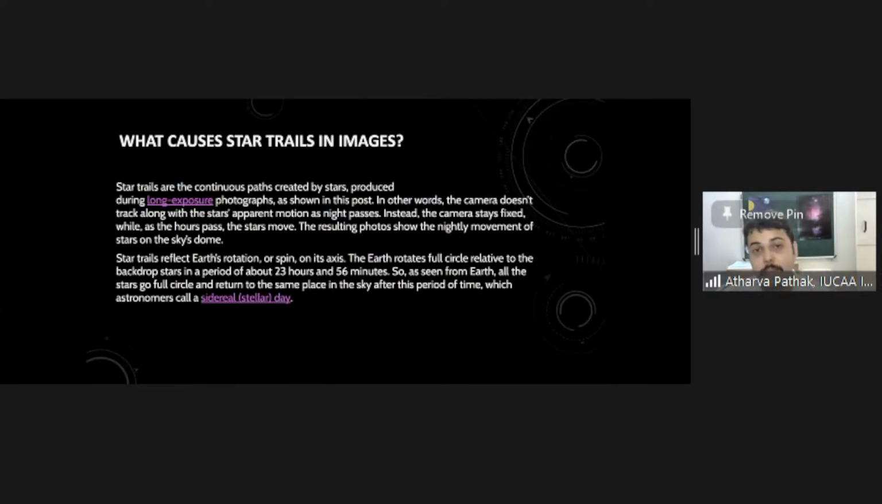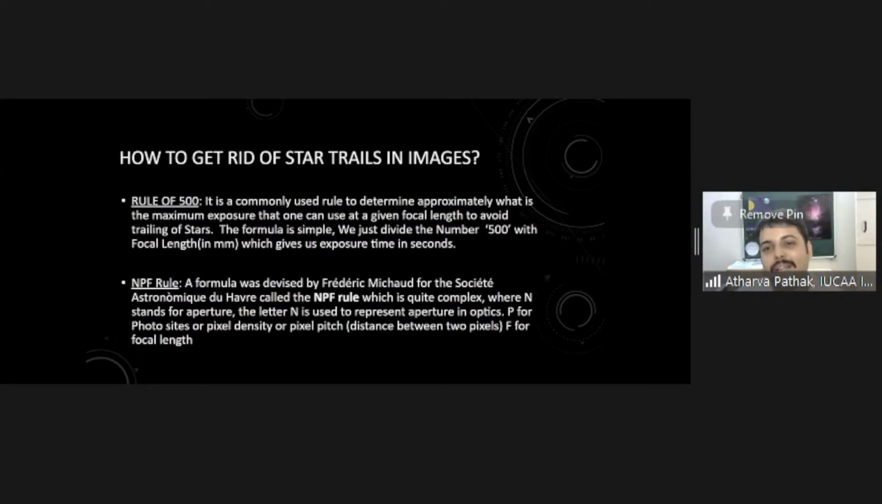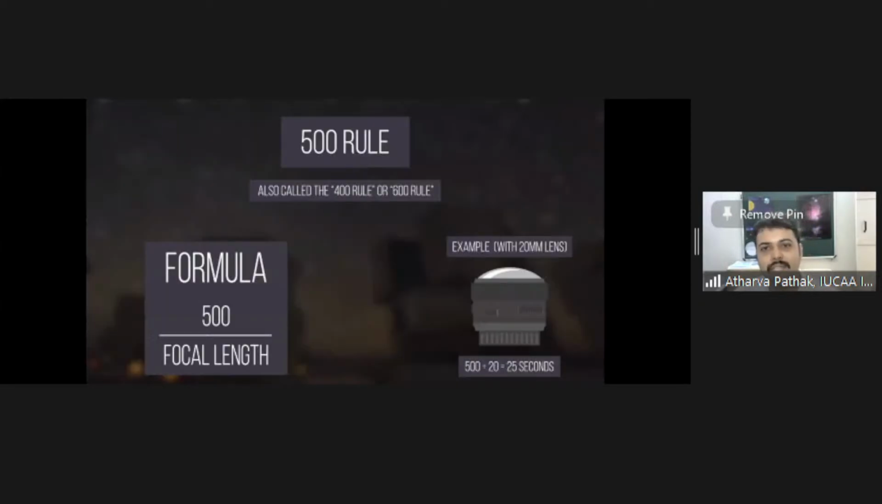So different types of images that you can take are star trails. So sometimes the star trails are favorable, sometimes they are unfavorable. So if you want to capture long exposure images of galaxies or star clusters, then you don't want images to have star trails. So to get rid of star trails in the images, you have to choose the optimum exposure. Okay? So there is this thumb rule.